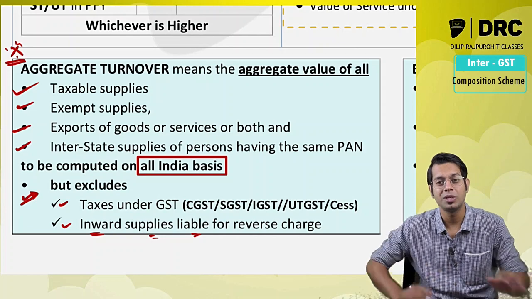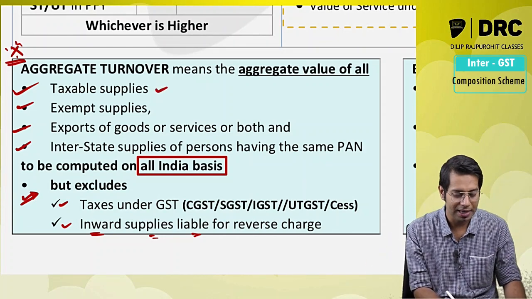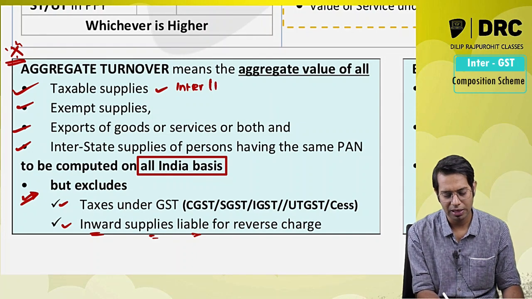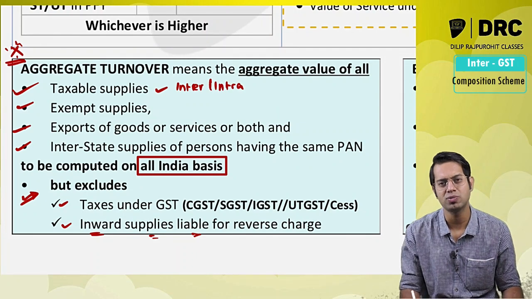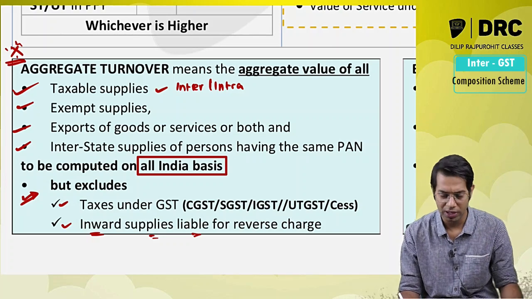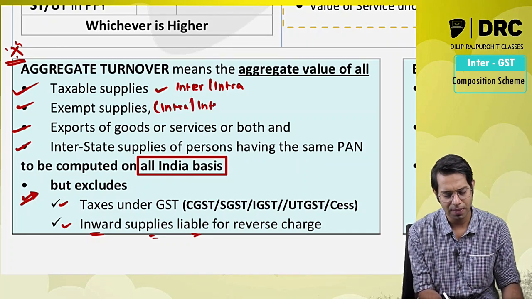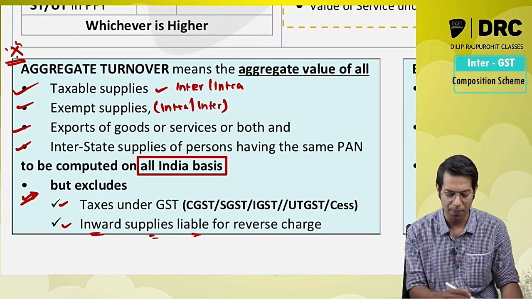Aggregate turnover means aggregate value, the total value of all taxable supplies. It does not matter whether it is an interstate taxable supply or intrastate taxable supply. Whatever different types of taxable supplies you are making, you should include in aggregate turnover. Exempt supplies, again it does not matter whether it is an intrastate exempt supply or interstate exempt supply, all the exempt supplies should be included.